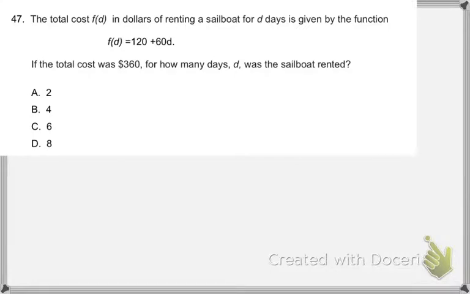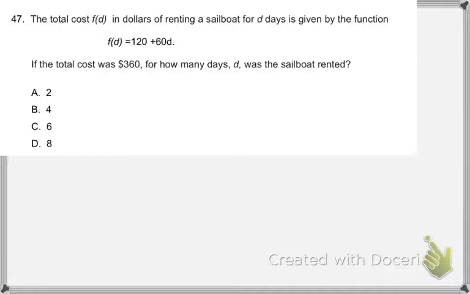Number 47 tells us the total cost f of d, meaning the function that depends on d, in dollars. So it clearly depends on d. D is for days, apparently. The total cost in dollars of renting a sailboat for D number of days is given by the function. And they give it to you, meaning D is the input, the number of days. If the total cost was $360, for how many days D was the sailboat rented?